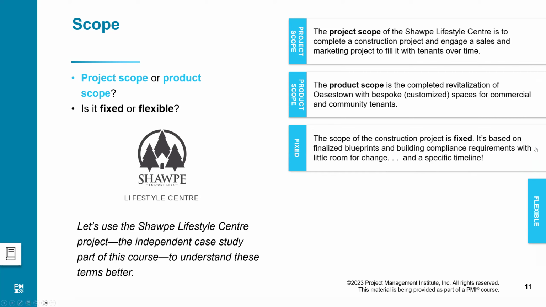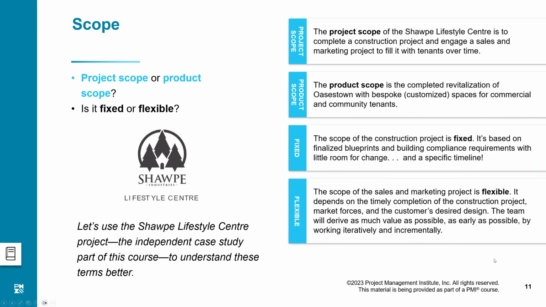Then we have some fixed and some flexible scope. The portion of the scope that is fixed could be done only through a predictive manner. That is the scope of the construction project, which is fixed. It's based on finalized blueprints and building compliance requirements with little room for change and a specific timeline. So this is a very clear definition of a predictive project.